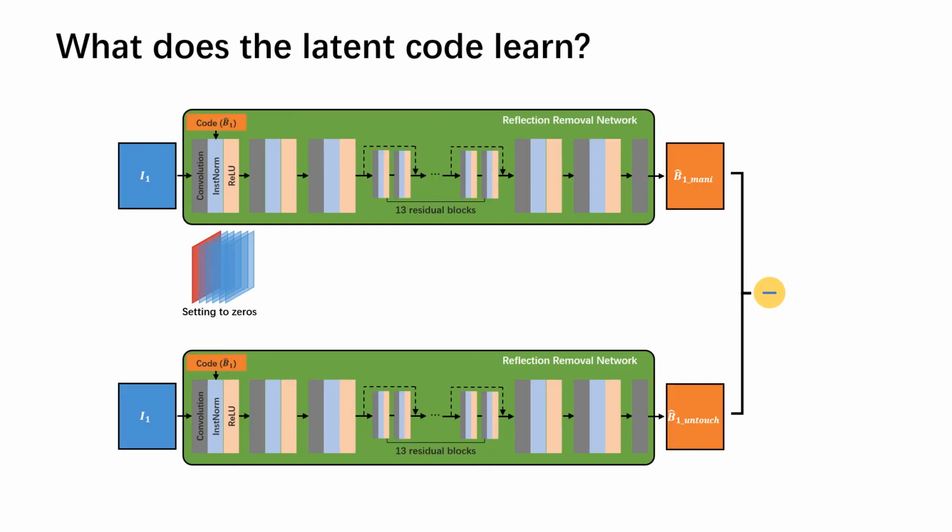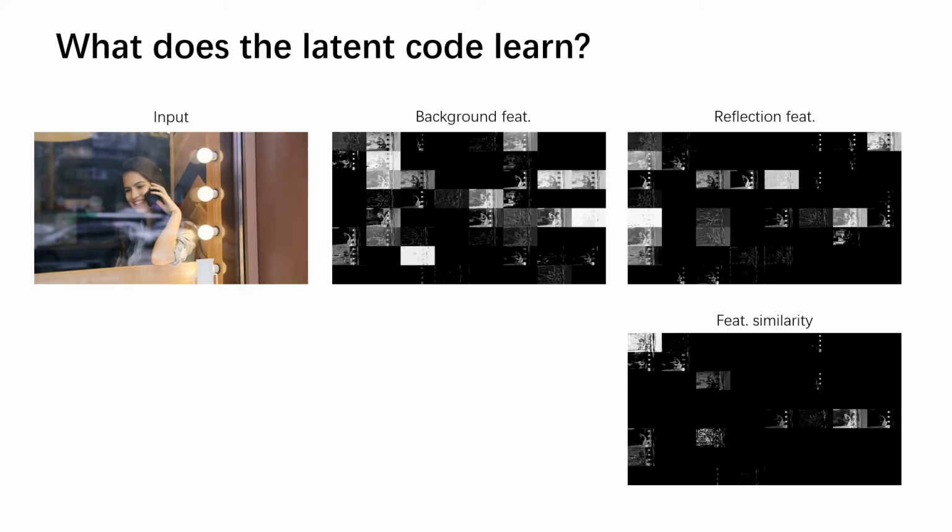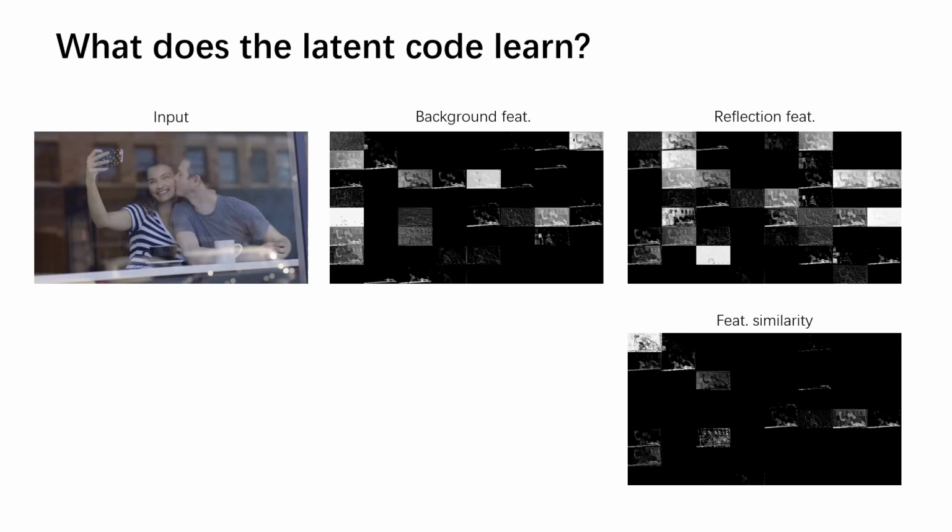To study the features we learned with this latent code, we deactivate each channel of the feature maps after the first instance normalization, by setting its values to all zeros, and compute the difference between the manipulated and untouched output images. The results of the 64 feature maps after the first instance normalization layer are shown here. The active feature maps are allocated differently from each other. We also visualize the common feature maps between background and reflection for better illustration. A similar phenomenon also transfers to other examples.